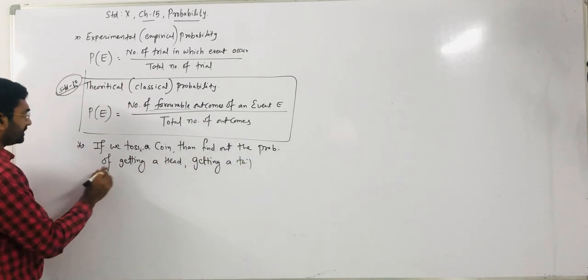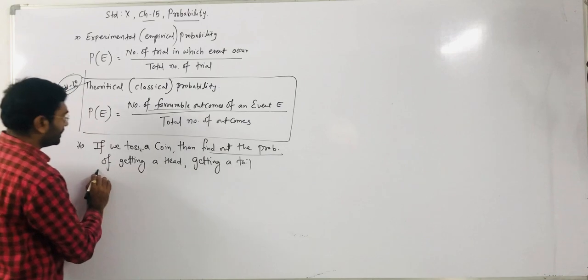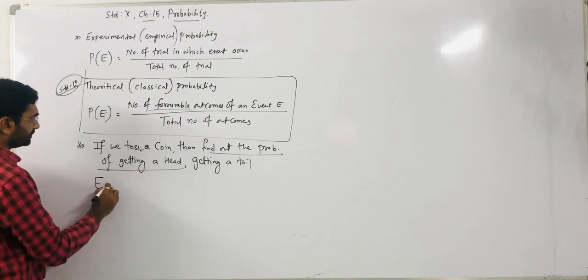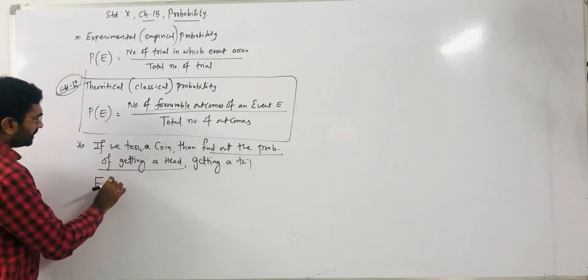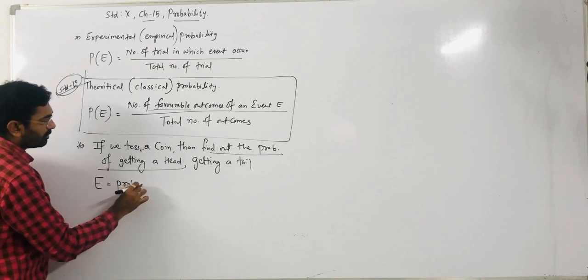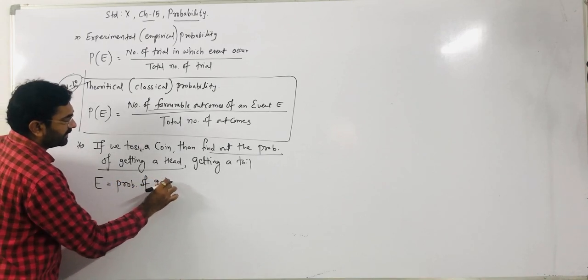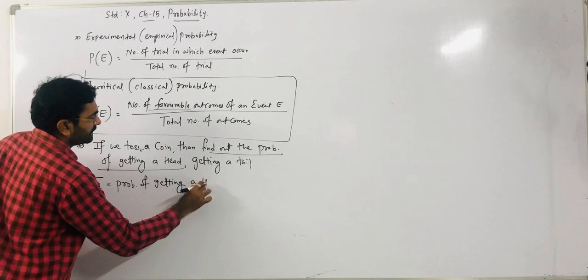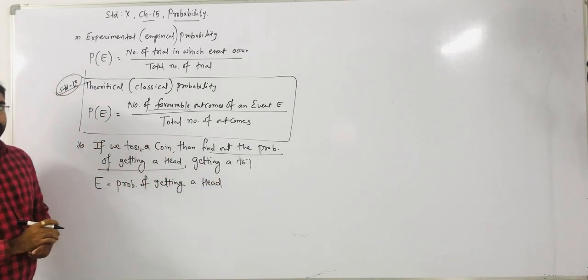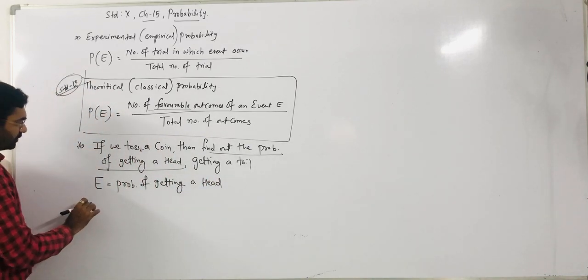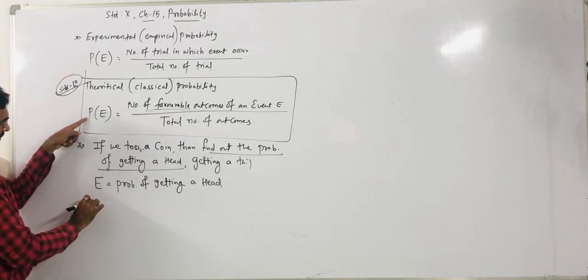For finding out the probability of getting a head first, I take E as the event. E is the event that represents getting a head. This represents the event E. Now, how can we define its probability?